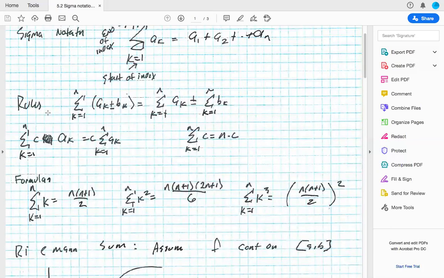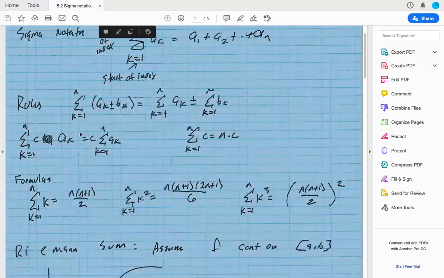The rules of this are much like the rules of limits. It's called a linear operator, which is to say that if we have the sum of a sub k plus or minus b sub k, we can take the sums of the a sub k's and either add or subtract those from the sum of b sub k's. That's what this is saying right here. Now, if we have a constant, some number times a sub k, we can always pull that number through and multiply the whole sum by that number, which is almost like factoring. If this was a c here, we'd have a c here, here, here, so we could have factored that c out and brought it in front. That's a way to think about that rule.